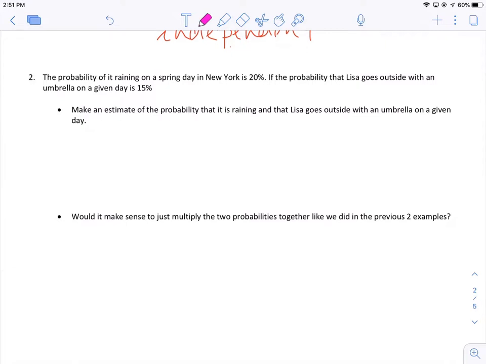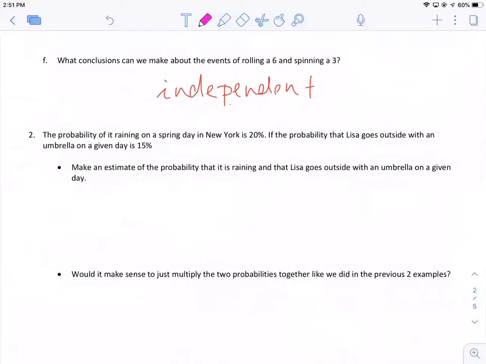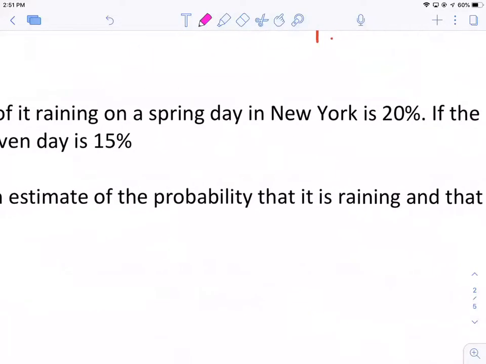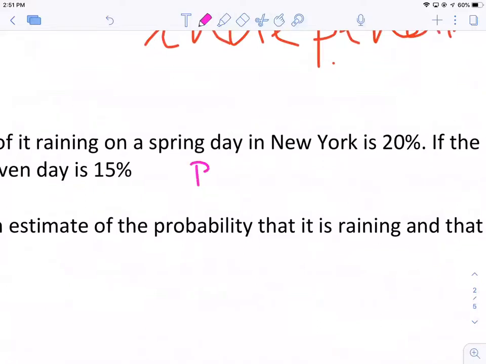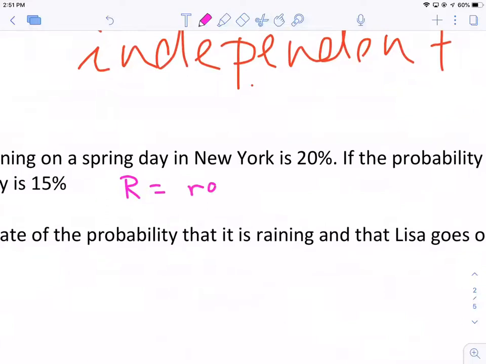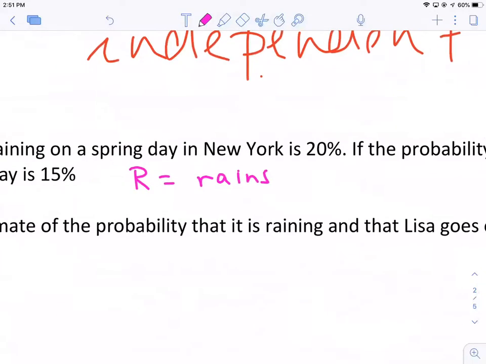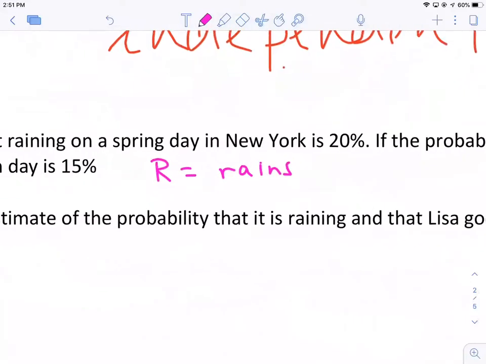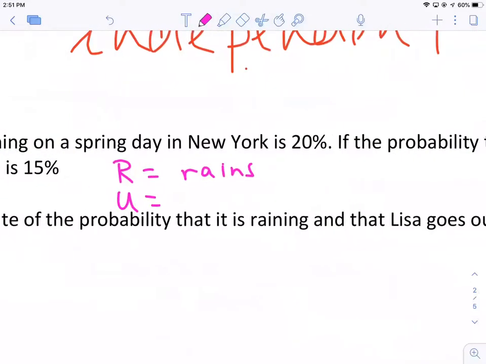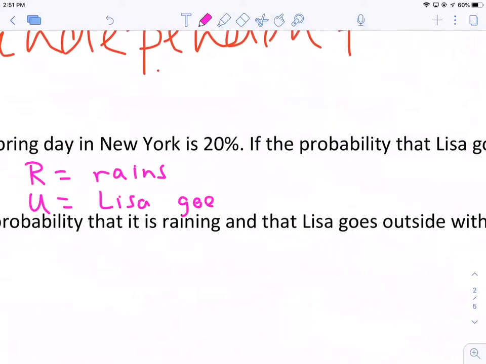Well, if we were treating it like the ones above, well, first of all, sorry, let me define my events. So let R equal rains on a spring day in New York. I'm just going to say R equals rains, and let U equal Lisa goes out with umbrella.